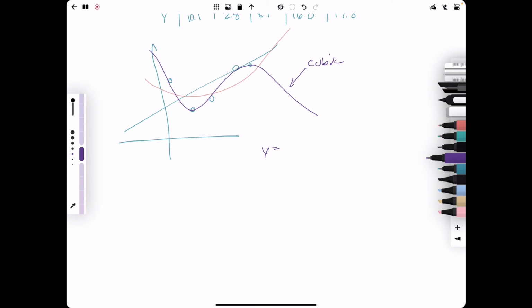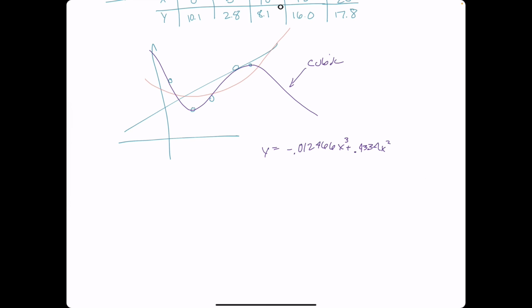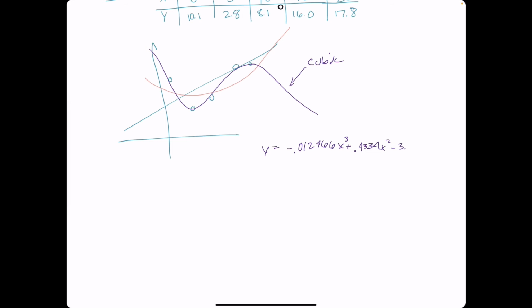I have A, B, C, and D. That's right. A equals negative 0.01246 x to the third, plus 0.4334 x to the second, minus 3.296x, plus 10.081. So that would be your equation.